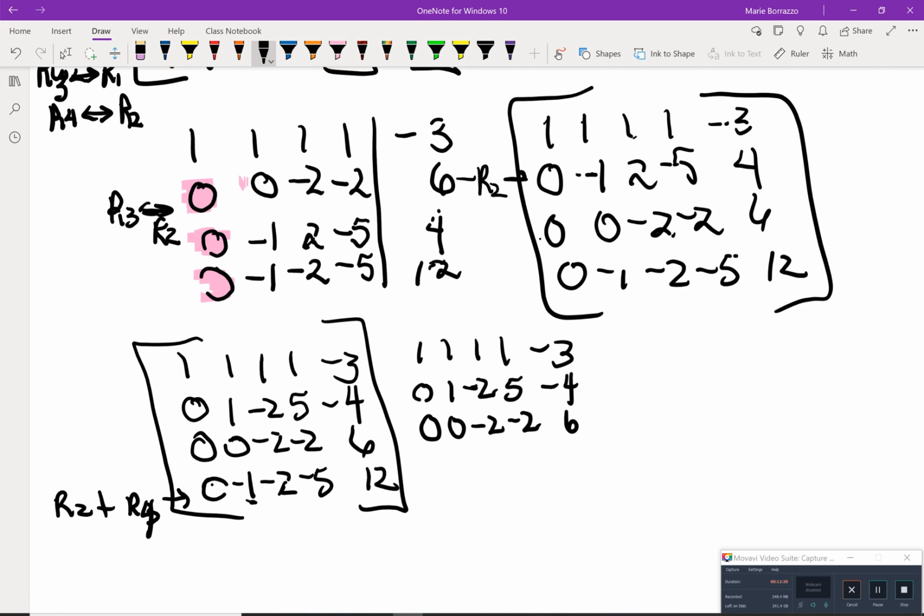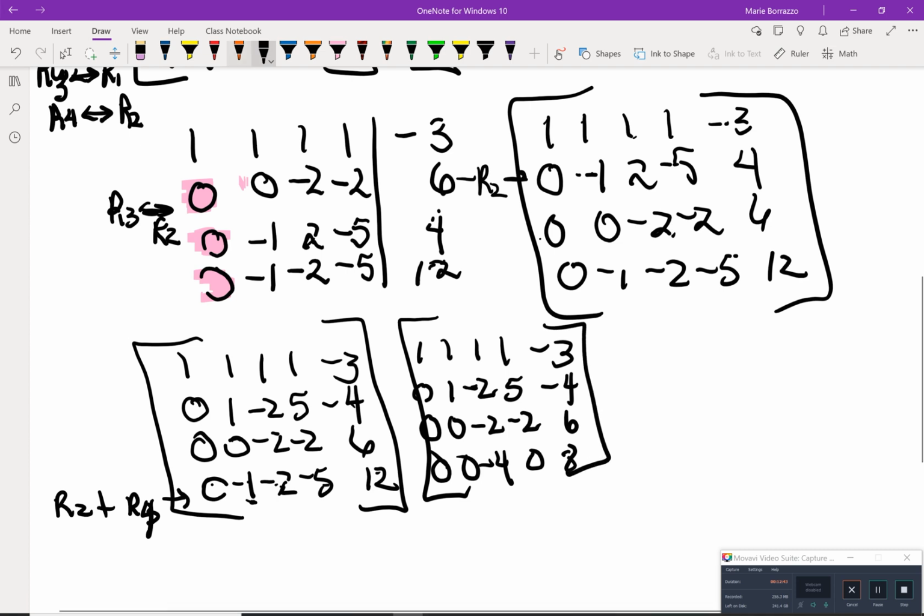So 0 plus 0 is 0. 1 plus negative 1 is 0. That's good. Negative 2 plus negative 2 is negative 4. Okay. 5 plus negative 5 is 0. That's good. And negative 4 and 12 is 8. Okay, so that's what I did there. Again, focusing on the objective, which is I need 1, 0, 0, and I have that.